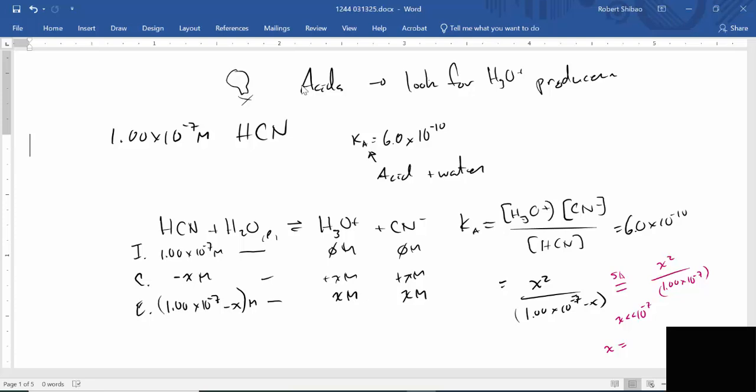7.74. I'm going to carry extra digits here. 7.7. I'm only allowed 2. But I'm not going to carry. I think this is probably enough. Maybe one more. 7.74596 times 10 to the minus 9.